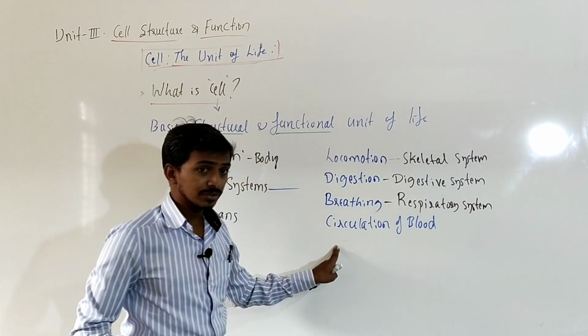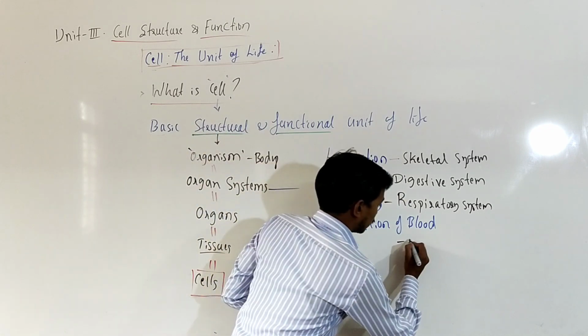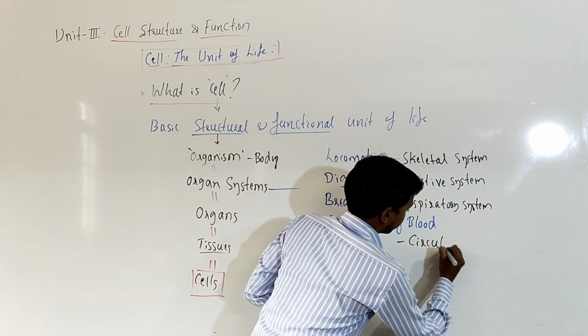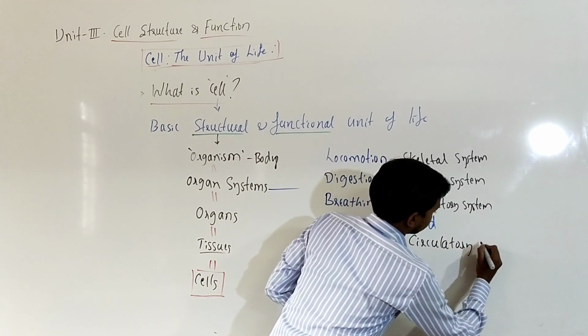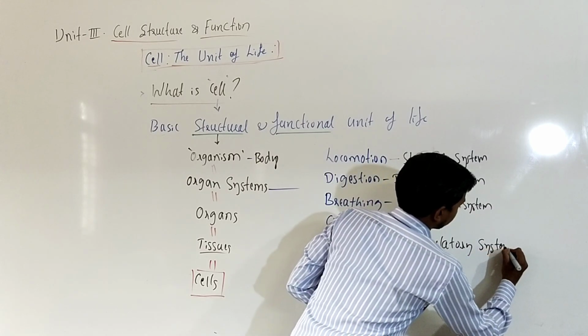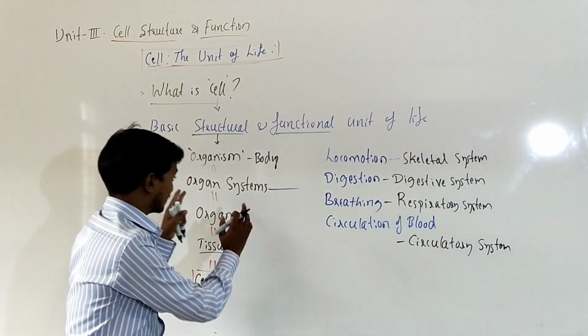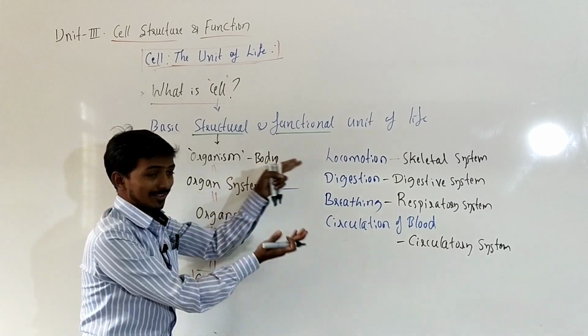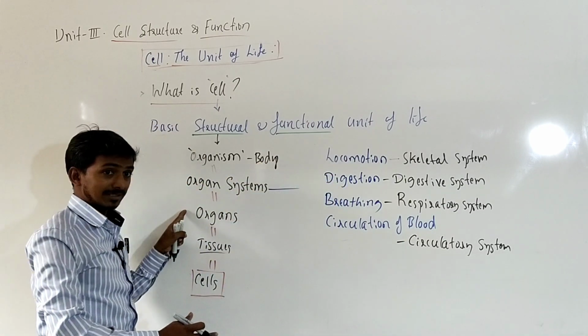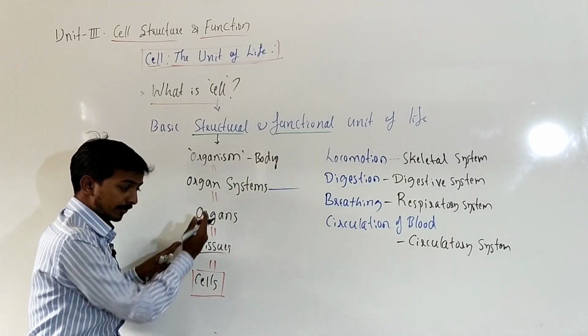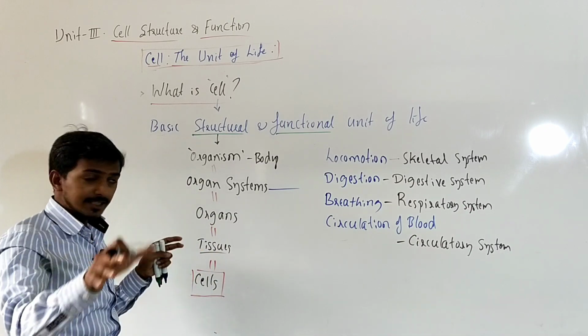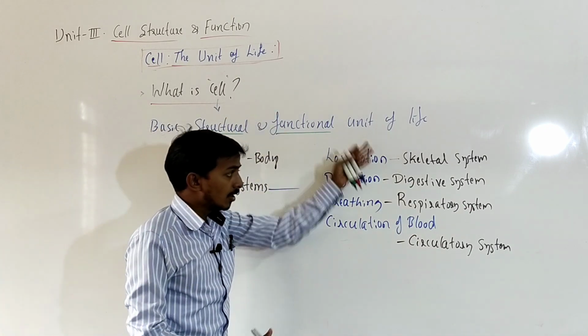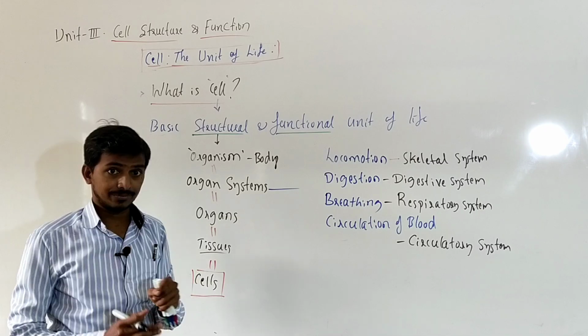Lastly, circulation is performed by the circulatory system. So all these are the organ systems, which are made up of organs. They are made up of tissues. They are made up of cells. That is why, again, the cell is the functional unit of life.